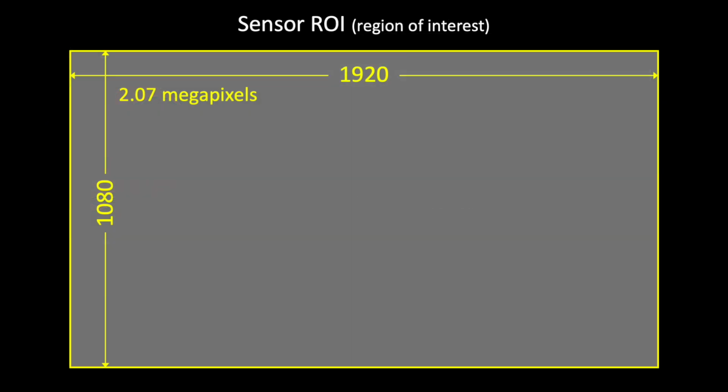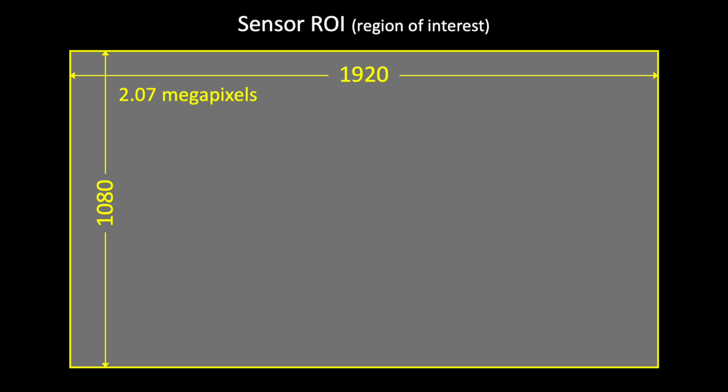Now let's just focus on video imaging settings. The 1080p ROI setting is about 2.07 megapixels. Oh, by the way, ROI stands for region of interest. It is the activated part of the sensor where your image will be captured. It probably should be called ROA, or region of activation, but what do I know?